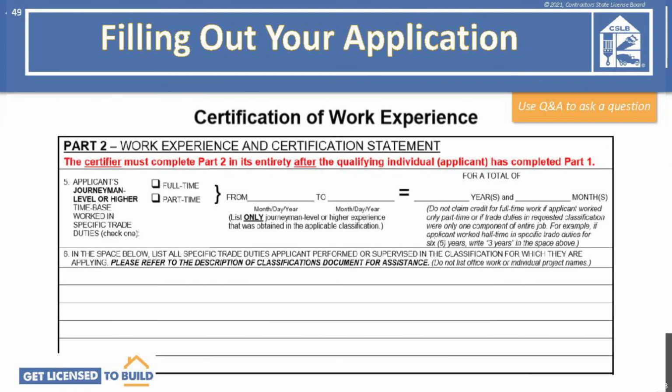On line number 6, your certifier will need to list the duties that you performed or supervised that are considered critical for the classification that you are applying for. You can read a description of the critical duties in CSLB's description of classification booklet available on our website. Now remember, we had mentioned before, do not copy and paste the description from the booklet. This is only to give you an idea of what CSLB considers to be critical duties related to your license. Your certifier should complete this section in their own words, and you want to make sure that they are as complete and accurate as possible.